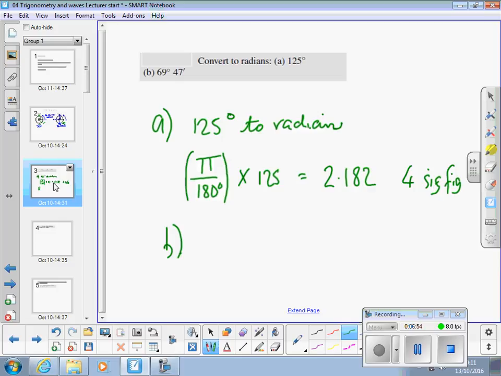B, 69 degrees, 47 minutes to radians. How many minutes are there in a degree? Anybody know? Yeah, there's 60. So let's make that note. 60 minutes in 1 degree.